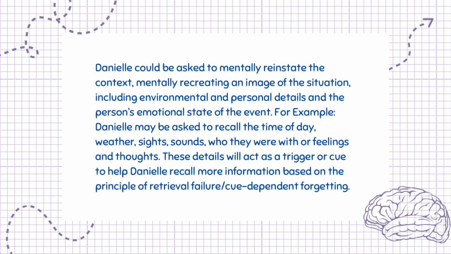Danielle could be asked to mentally reinstate the context, mentally recreating an image of the situation, including environmental and personal details and the person's emotional state of the event. For example, Danielle may be asked to recall the time of day, weather, sights, sounds, who she was with, or feelings and thoughts. These details will act as a trigger or cue to help Danielle recall more information, based on the principle of retrieval failure, cue-dependent forgetting.